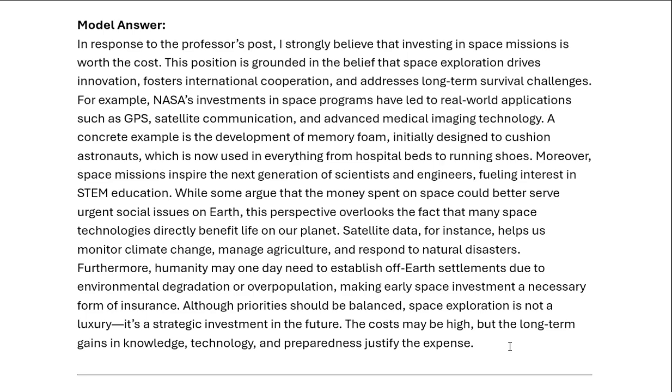In response to the professor's post, I strongly believe that investing in space missions is worth the cost. This position is grounded in the belief that space exploration drives innovation, fosters international cooperation, and addresses long-term survival strategies. For example, NASA's investment in space programs has led to real-world applications such as GPS, satellite communication, and advanced medical imaging technology. A concrete example is the development of memory foam, initially designed to cushion astronauts, which is now used in everything from hospital beds to running shoes.